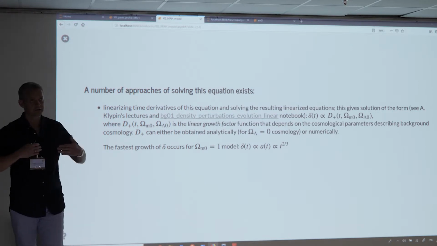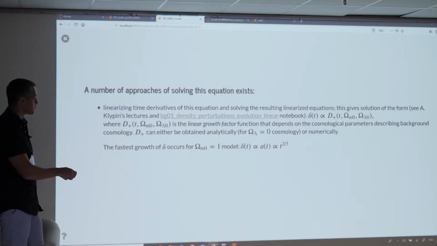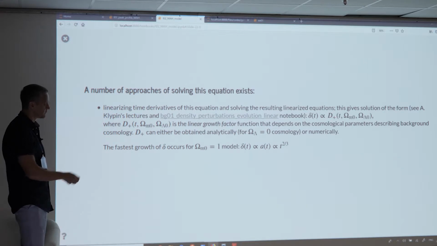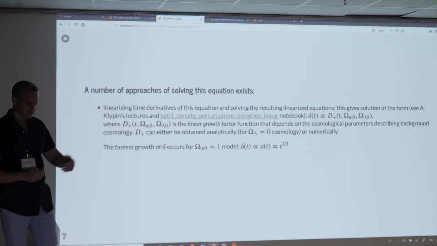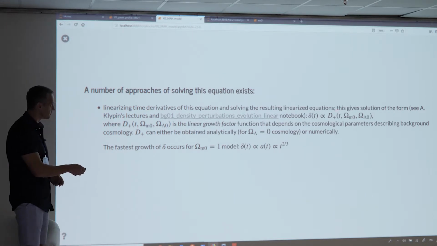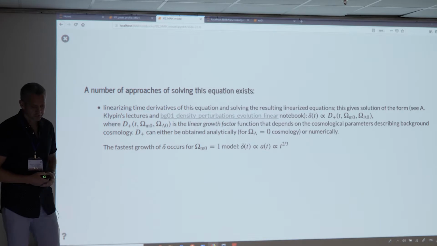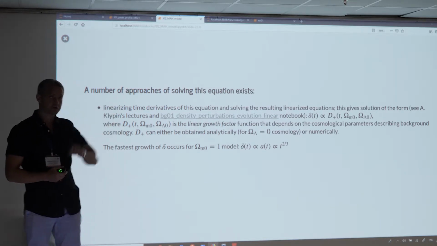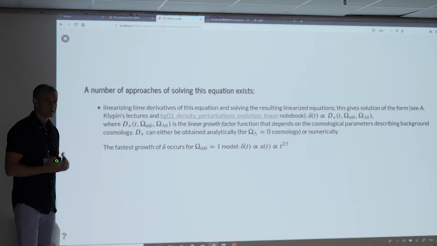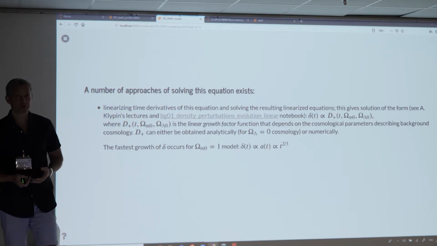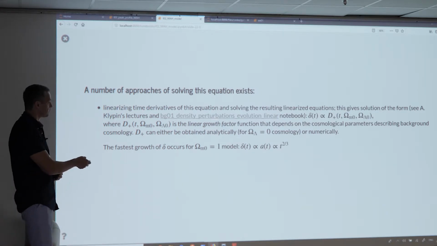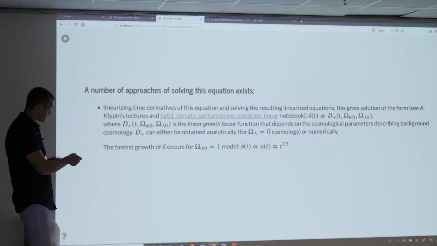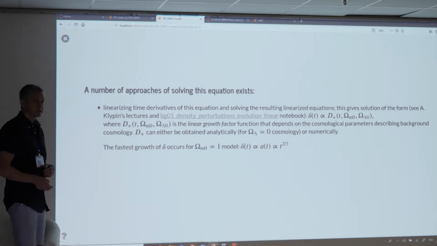So all scales evolve at the same rate given by the so-called growth function, which is designated as D plus because it corresponds only to the growing solution, the part of the solution which grows with time. It depends on the cosmological model, because one of the terms of the equation depends on the mean density of the universe, and one of the terms, the friction term, depends on the Hubble constant. You can find the derivation of the linear equation and its solution in one of the background notebooks in the repository, if you want.